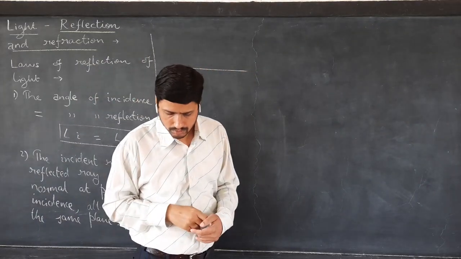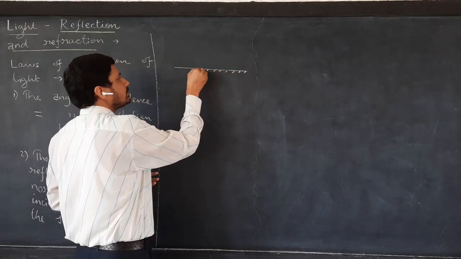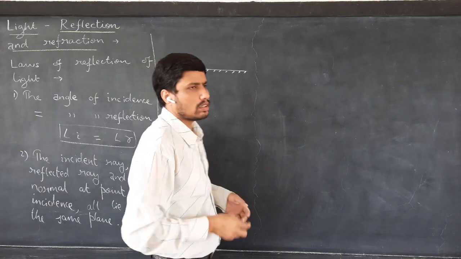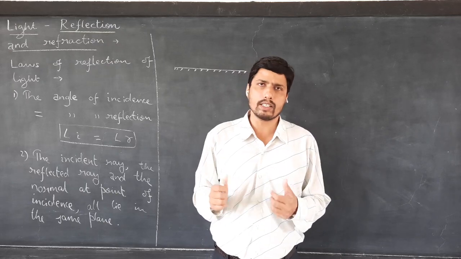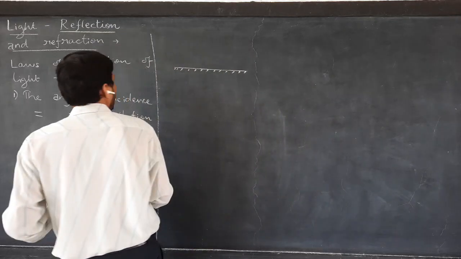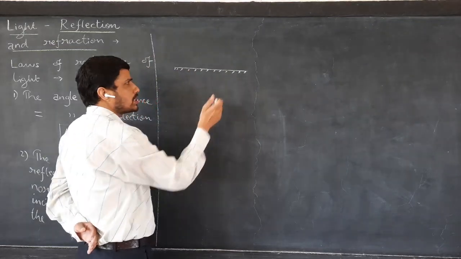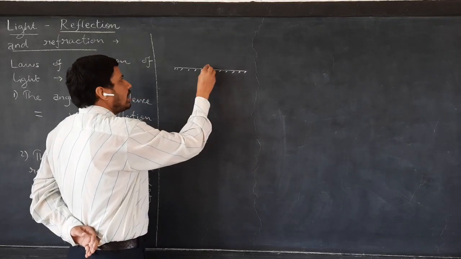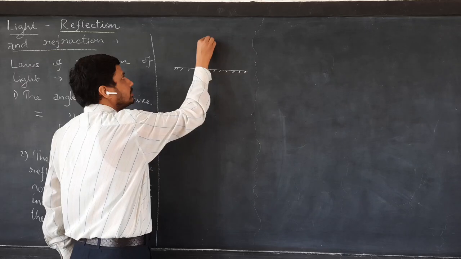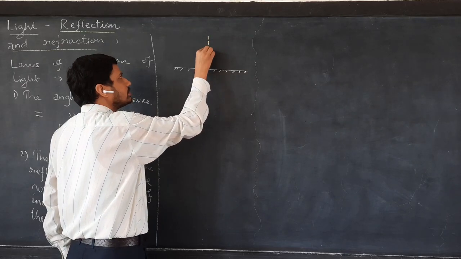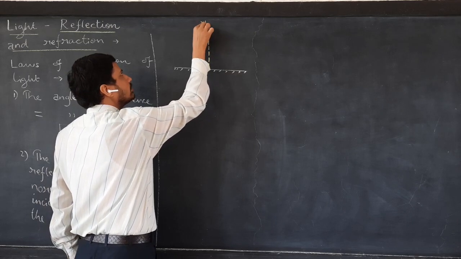So suppose we have a plane reflecting surface. Now, a plane reflecting surface can be anything. It should be polished. A good reflector, a well polished reflecting surface which is smooth, will act as a plane mirror. So you can imagine in your mind, suppose this is a plane mirror, I'll call it a reflector. At some point, if you draw a perpendicular, then this line we call the normal.